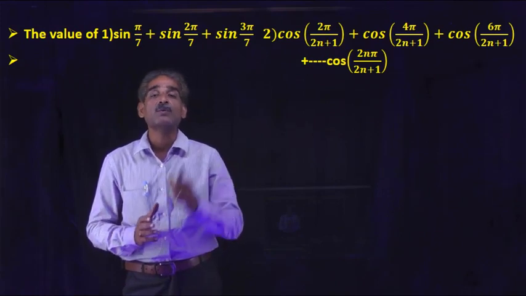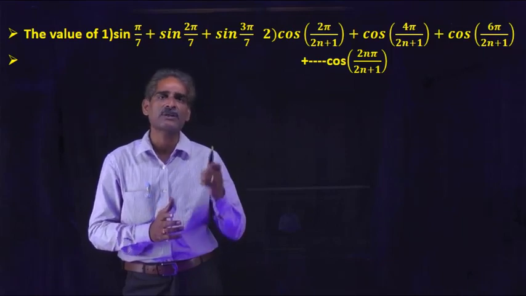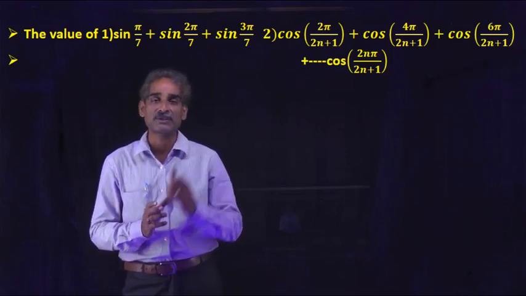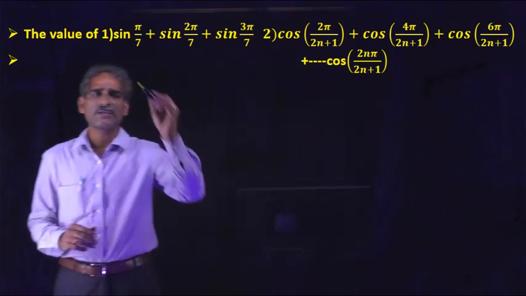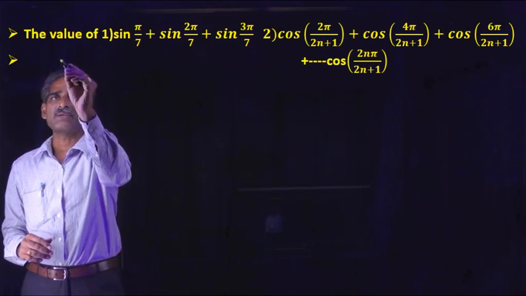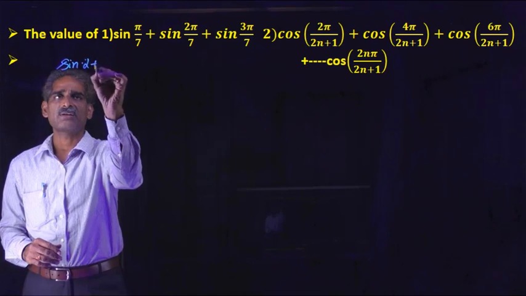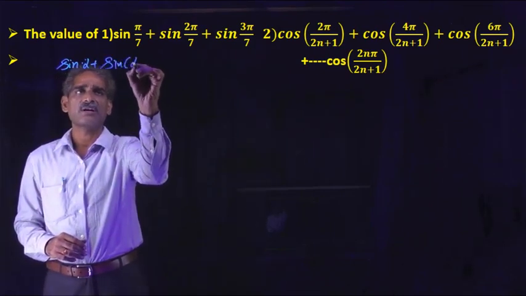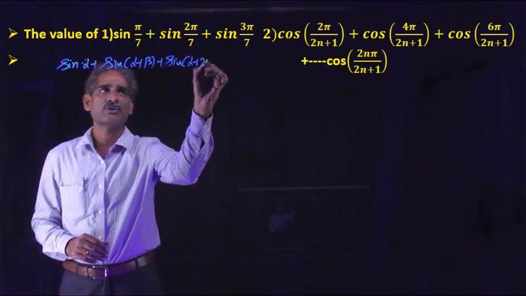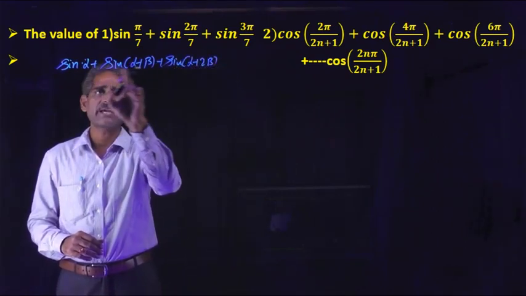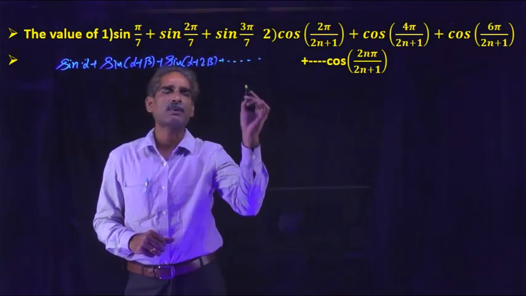So here we will derive some formula. Already we derived the formula. Just with the help of that formula we can find out the value of this type of expressions within a short time. So see the formula. If the angles are in AP, suppose like this: sine of alpha, sine of alpha plus beta, sine of alpha plus 2 beta. So that means here the angles are in AP, and so on up to n terms.